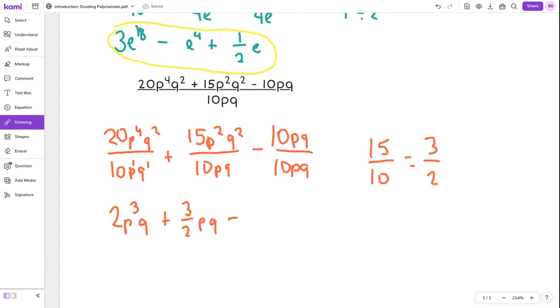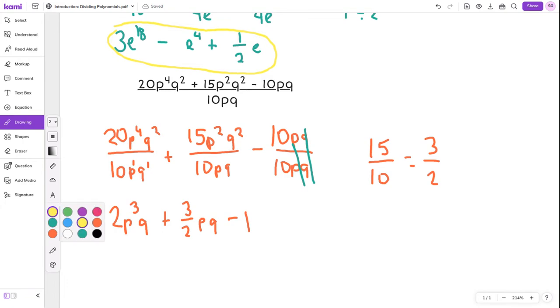I have one last part. For this last one, 10 divided by 10 is 1. And with my p's and q's, p divided by p, q divided by q, both of those variables cancel out. That means I do not want to write at the bottom p or q. I have no more p's, I have no more q's, they've canceled. So that last part just says minus 1.